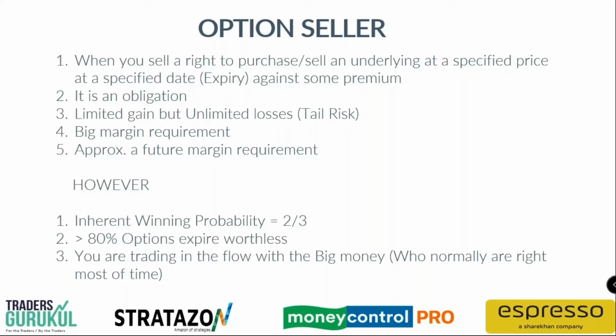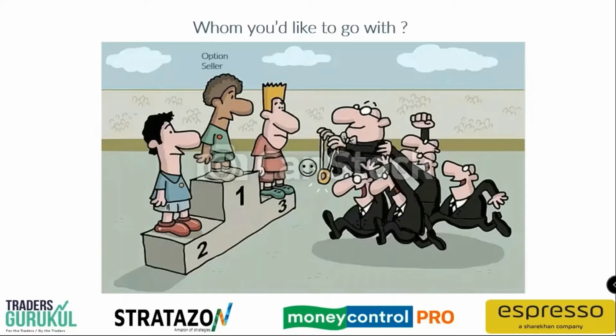But why is everyone going after option selling these days? Because the inherent winning probability is 2/3. The option buyer has a winning probability of 1/3, and the option seller has a winning probability of 2/3. More than 80% of options expire worthless, so this is an edge for an option seller. You are trading in the flow with the big money, who normally are right most of the time. So whom would you like to go with? Obviously, the option seller.